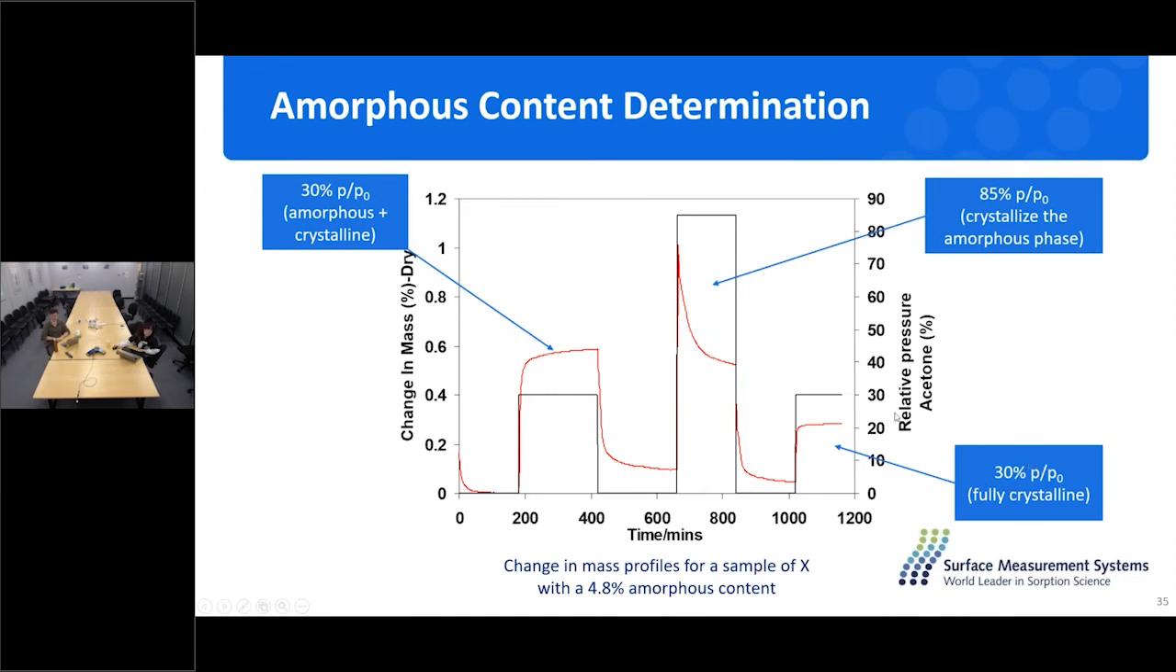So we will notice there is a difference between the first and the last stage of 30% partial pressure of acetone. And this difference is related to the amorphous content of the material. So we have a reference material with known amorphous content. Using the percentage of that reference material, we can then calculate how much amorphous content is inside the sample of interest.